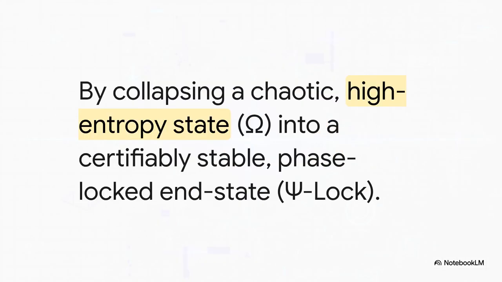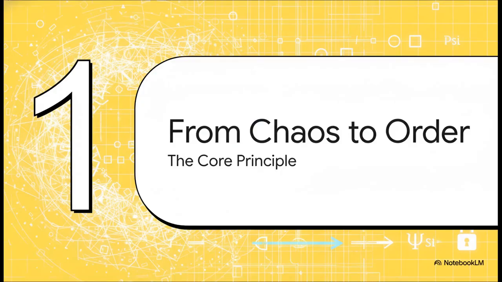And this is the core mechanism. You can really think of the protocol as a kind of truth engine. It takes in a messy, chaotic, high-entropy input, and it just mechanically crunches it down until it becomes stable and coherent. The key thing to get here is that it's not discovering order. It's actively constructing it. At its heart, this whole process is about one single transformation, taking total disorder, which the protocol gives a name, Omega, and turning it into a state of perfect, provable order, which it calls Psi Lock.